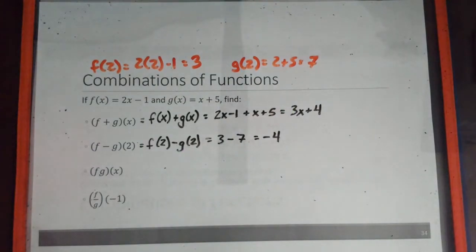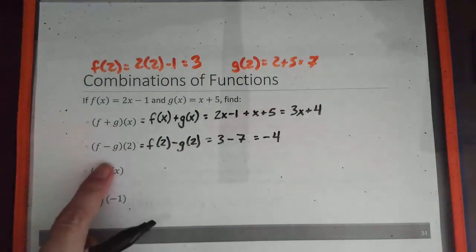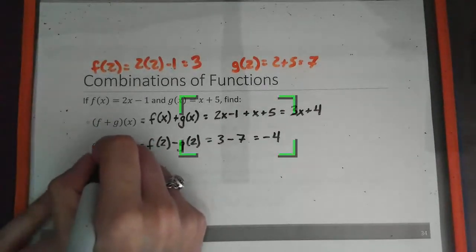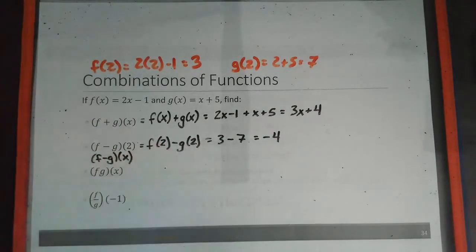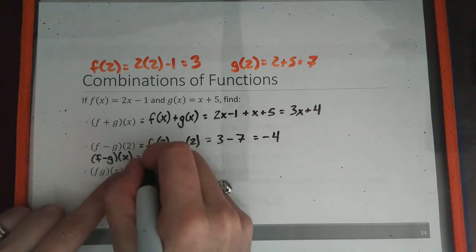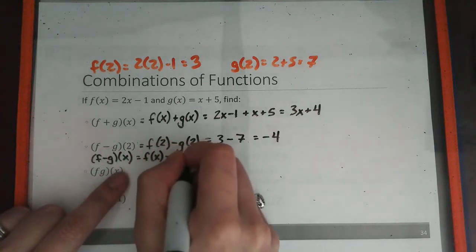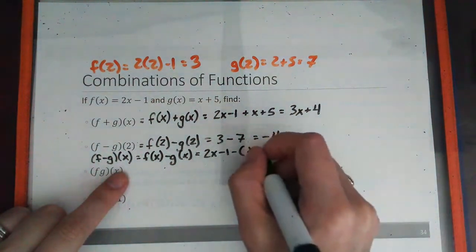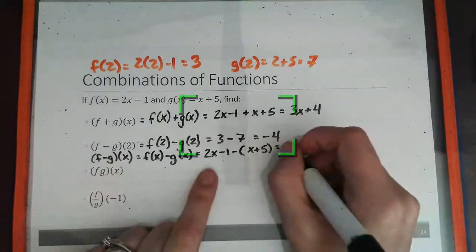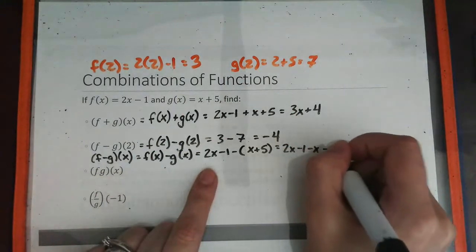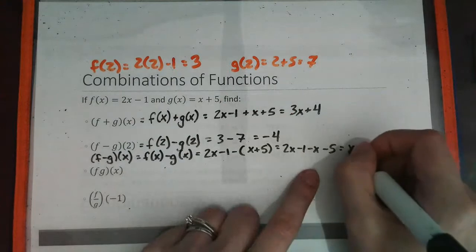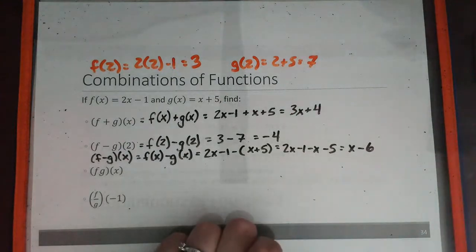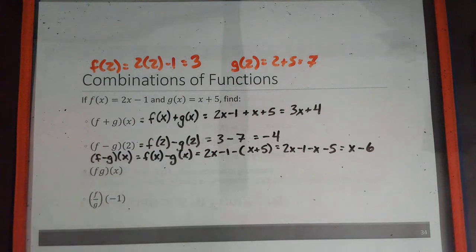Now wait a minute. I should be able to find the full function f minus g of x and then plug in 2, and I should get the same value. Let's see what happens. So if I take f of x minus g of x, that'll give me 2x minus 1 minus, in parentheses, x plus 5. So that's 2x minus 1 minus x minus 5, which is x minus 6. If I plug in 2 to this, I'm going to get a negative 4.